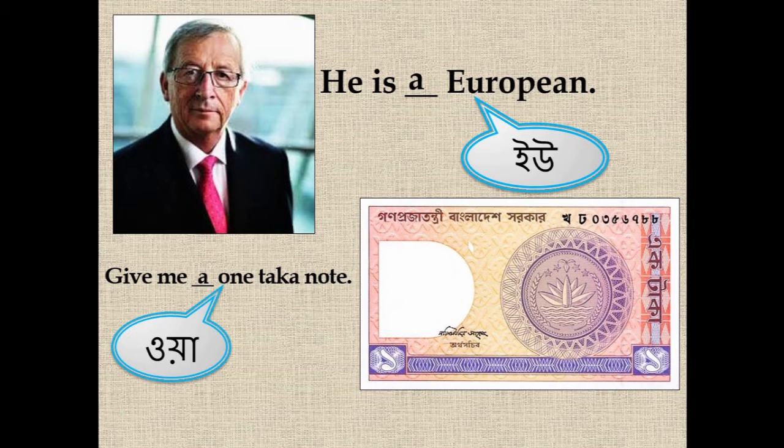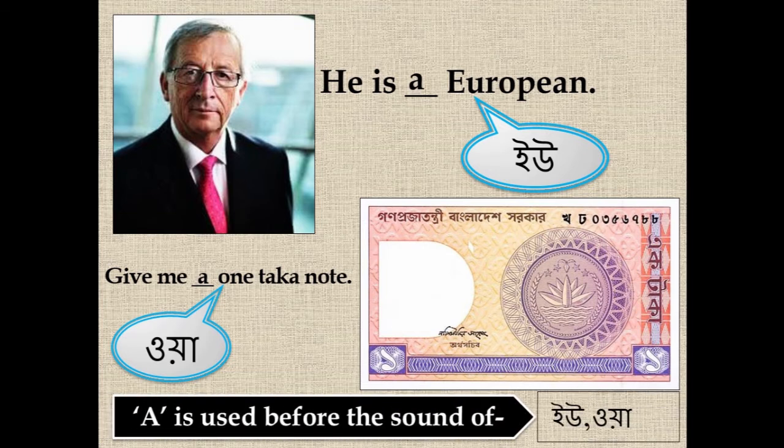So now we can say that when E or U will be the sound "yu", then we have to use a, and when O will be "wa", then we have to use a. So a is used before the sound of "yu" or "wa".